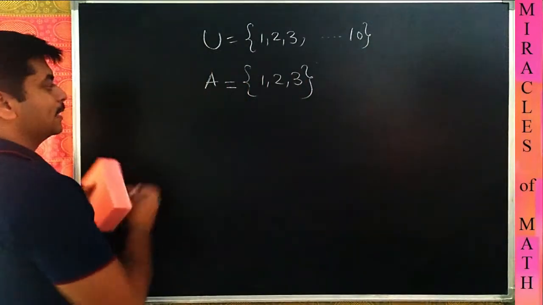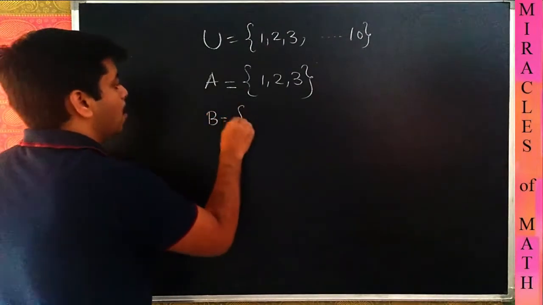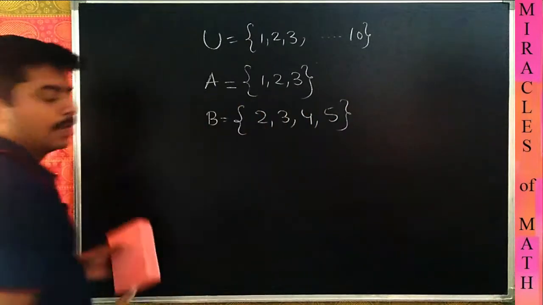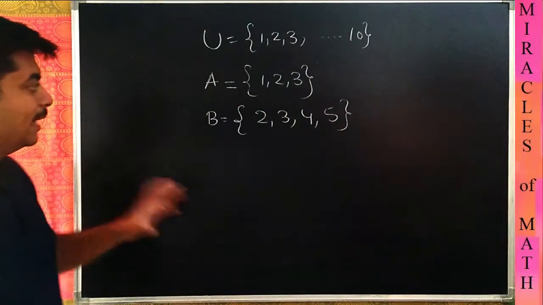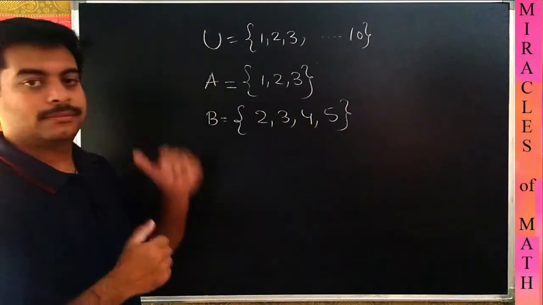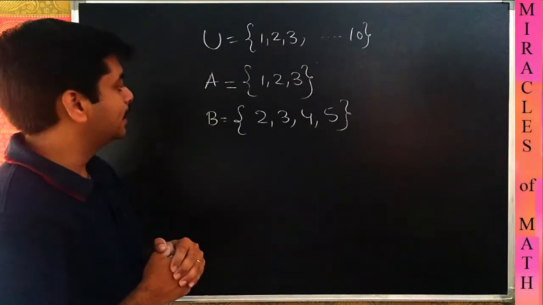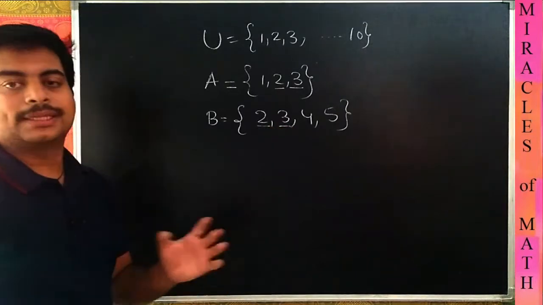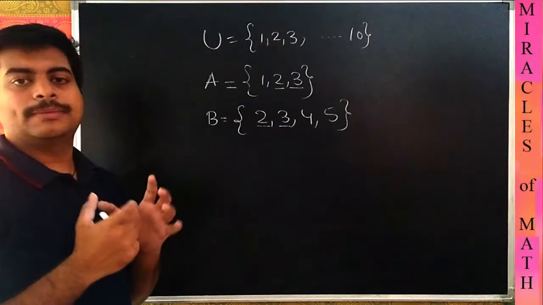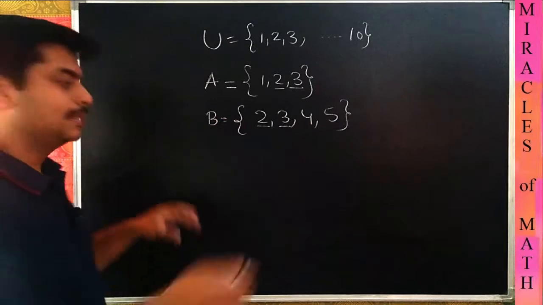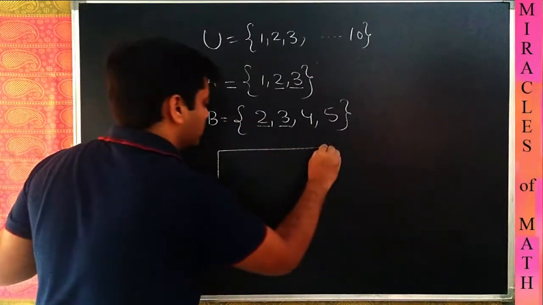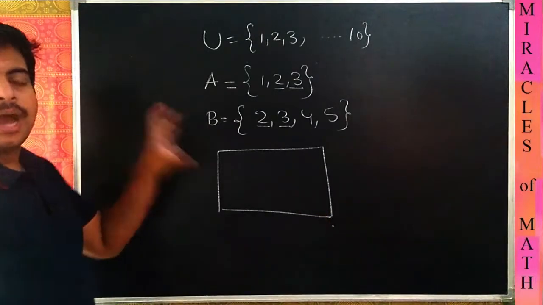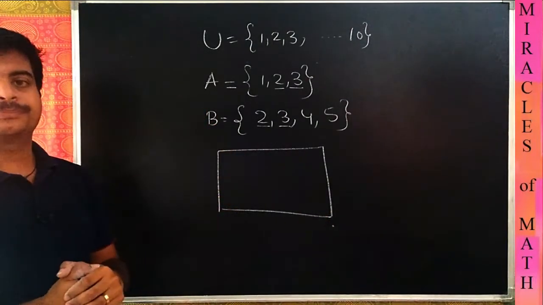I will take set B as 2, 3, 4, 5. See here, any common elements between A and B? Yes, there are some common elements between A and B, that is 2 and 3. So how do we represent these common elements in circles? The same rectangle box will be there, no change in the universal set. Always Venn diagrams are represented with a rectangular box.